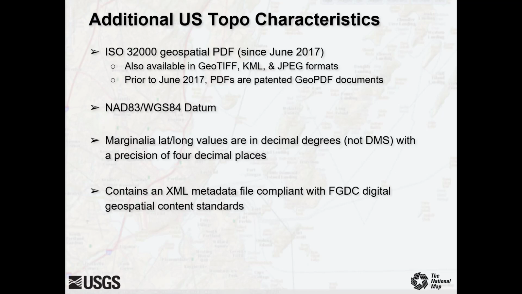Each US Topo map has an attached metadata XML file that describes data sources and production processes, complying with Federal Geographic Data Committee content standards for digital geospatial data.